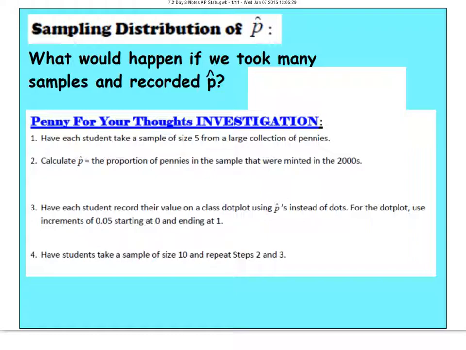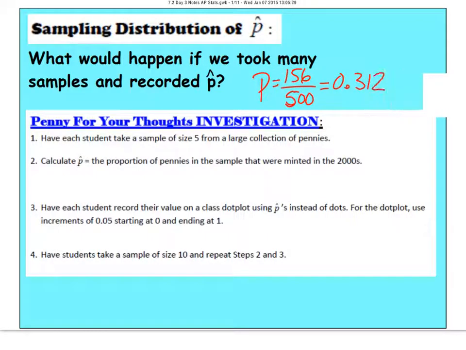Now I will tell you, this container had 500 pennies, and of those, 156 actually had a year of 2000 or higher. So about 31.2% is the true population proportion for that jar of pennies. Okay, so I had each student record their values on a class dot plot, and we used various increments. So we did that first with size 5, okay?